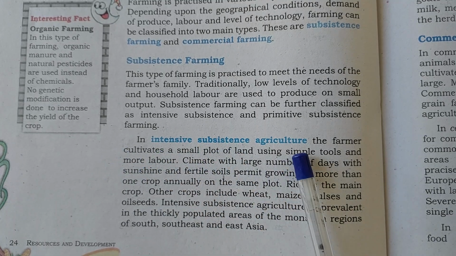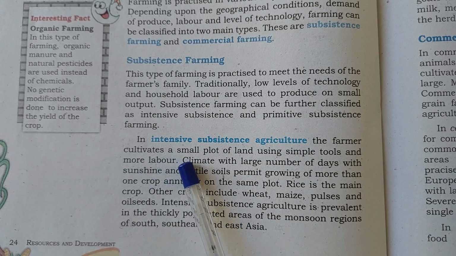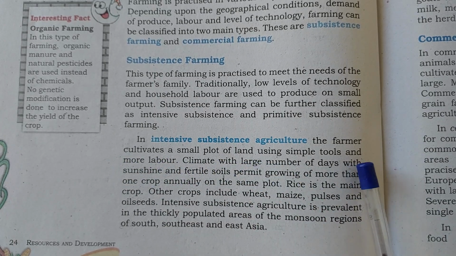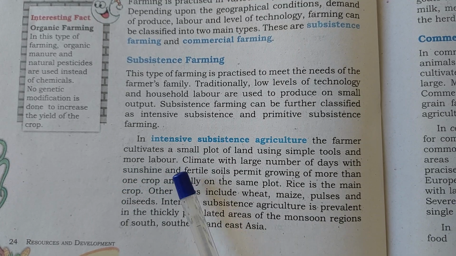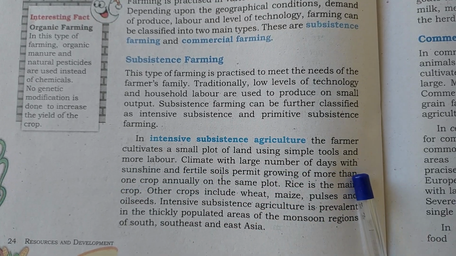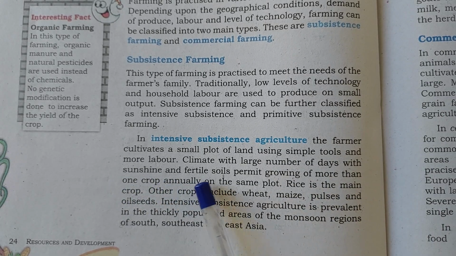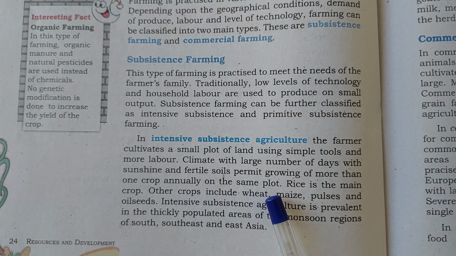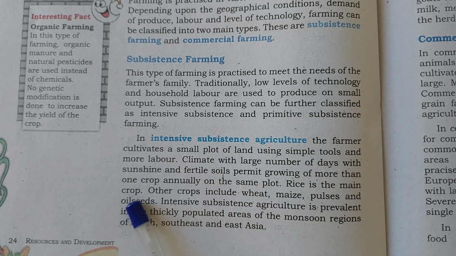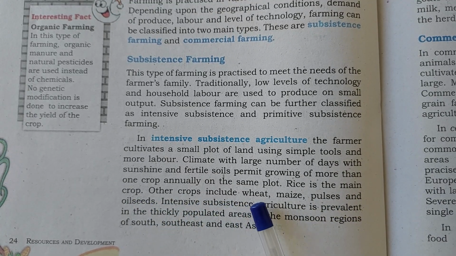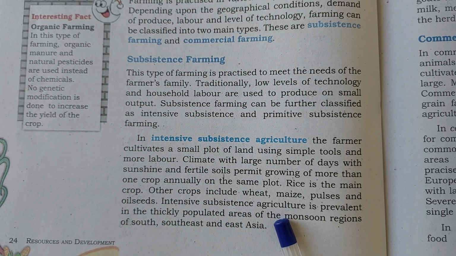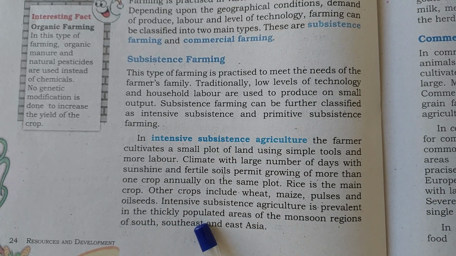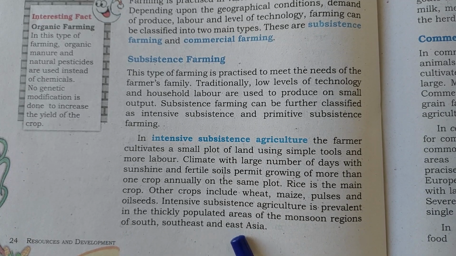In intensive subsistence agriculture, the farmer cultivates a small plot of land using simple tools and more labor. Climate with a large number of days with sunshine and fertile soils permit growing of more than one crop annually on the same plot. Rice is the main crop. Other crops include wheat, maize, pulses, and oilseeds. Intensive subsistence agriculture is prevalent in the thickly populated areas of the monsoon regions of South, Southeast, and East Asia.